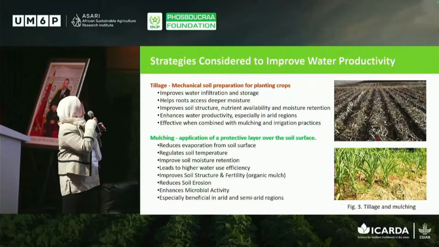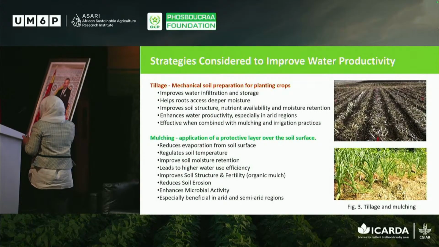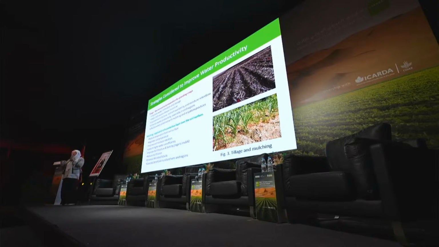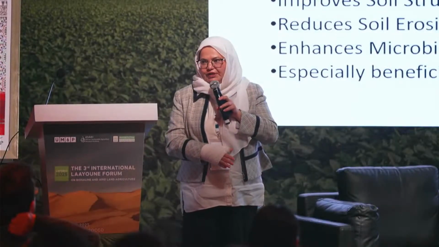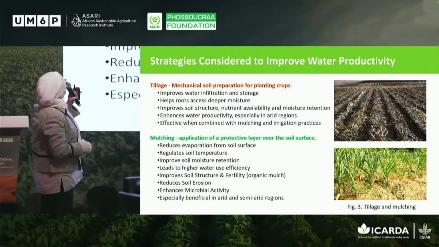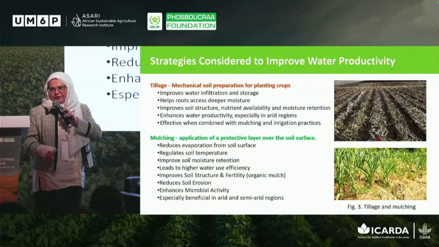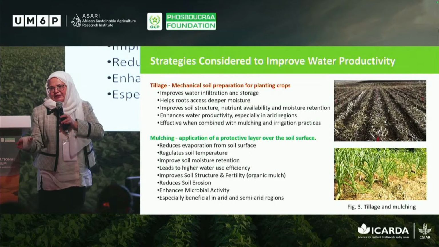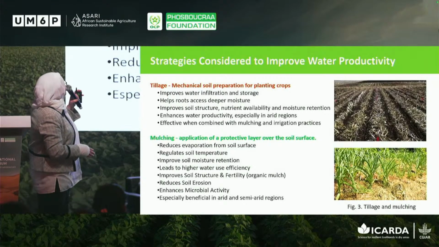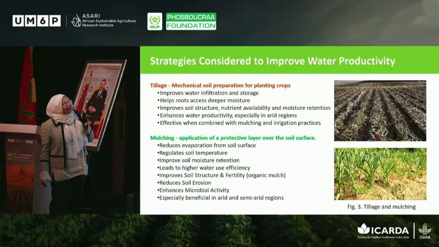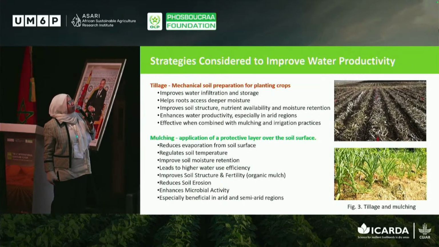I have almost four practices used for this production with our breeds. The main one is conservation agriculture. The conventional method is what farmers always use, and we are trying to move from conventional agriculture to conservation agriculture with our breeds. The first thing is tillage, which is the preparation of the land. We try to use minimum tillage versus the normal tillage that farmers always use, because tillage improves water infiltration and storage, helps roots access deeper moisture, improves soil structure and nutrient availability, and enhances water productivity, and is effective when combined with mulching.